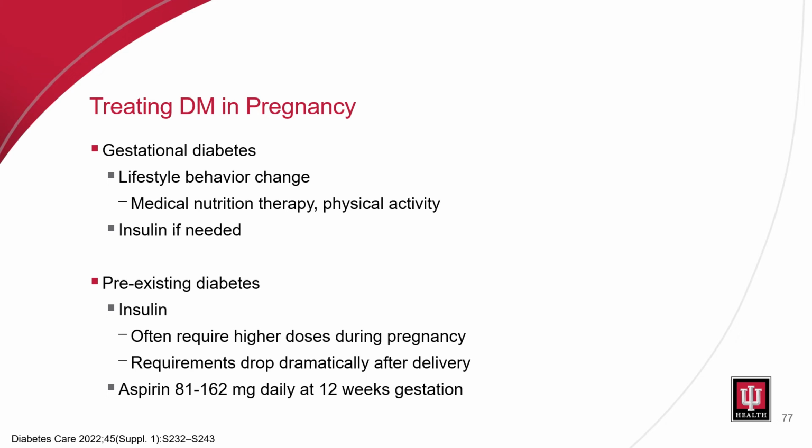Often patients with diabetes who are pregnant require higher doses during their pregnancy than their pre-pregnancy insulin requirements. And then after the patients give birth, their requirements drop dramatically after delivery. So these patients should be counseled to check their blood glucose pretty frequently during pregnancy, as well as after their delivery, in order to prevent hyperglycemia or hypoglycemia. We'll also recommend aspirin 81 to 162 milligrams daily at 12 weeks gestation for patients who are pregnant in order to prevent the risk of preeclampsia.